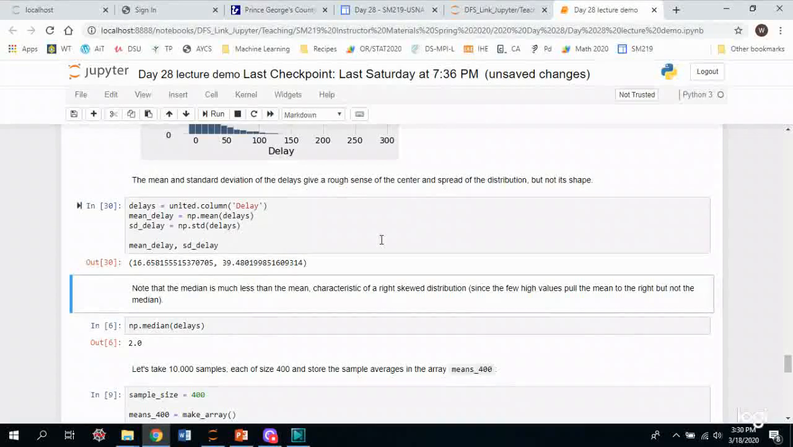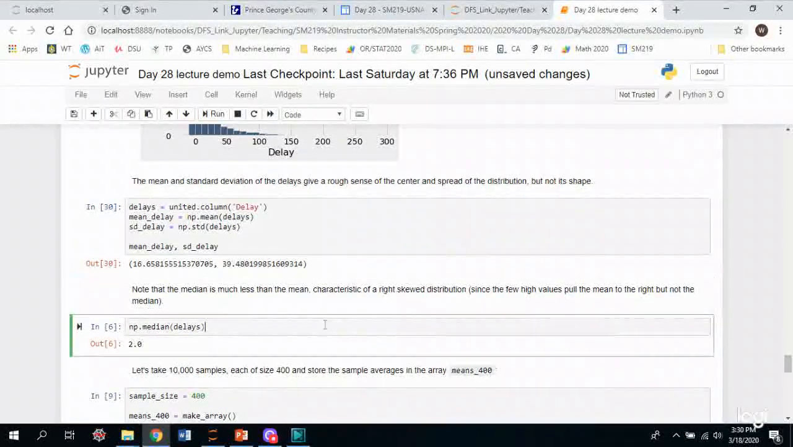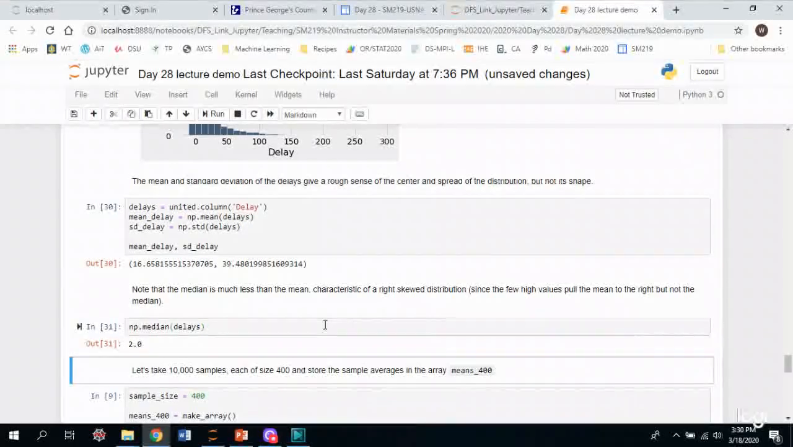Note that the median is much less than the mean, characteristic of a right-skewed distribution, since the few high values for delays pull the mean to the right, but not the median. The median here is just 2. That means that half the United flights left 2 minutes or less late, and half of them left 2 minutes or more late.